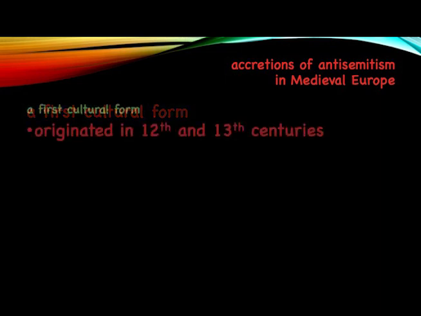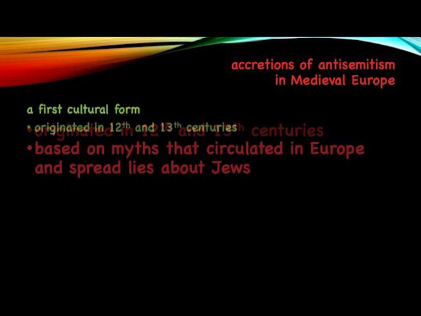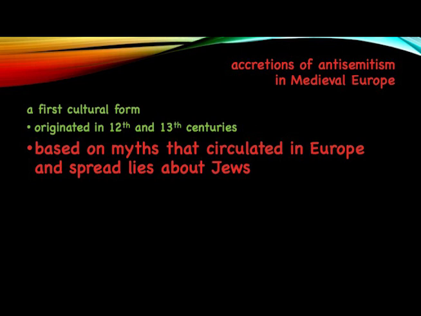Next, another form of anti-Semitism emerged in Catholic Europe, a cultural form of anti-Semitism. Since other cultural forms developed, we will call this one the first cultural form of medieval anti-Semitism. It originated in the 12th and 13th centuries. As the Jewish presence in Europe continued to grow, a series of myths about Jews began to make the rounds in Europe. These narratives spread lies about Jews.